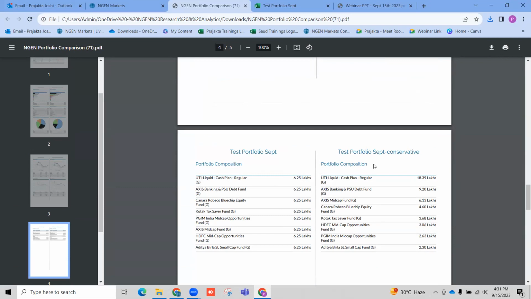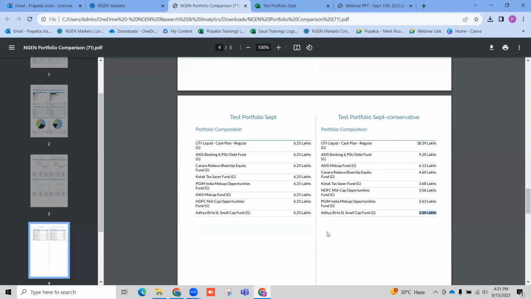On the other hand, on the right hand side, you can see the UTI Liquid Fund being given the highest allocation of 18.39 lakh rupees. On the other hand, Aditya Birla Sun Life Small Cap Fund, which typically would have the highest volatility or the highest risk, has been given the lowest allocation, which is 2.30 lakhs. Right? And this is how it can act like an actionable proposal or an actionable plan for the client, even before executing any trade, right? So even before taking a position, even before exiting a position, you can actually highlight this for the client, right?